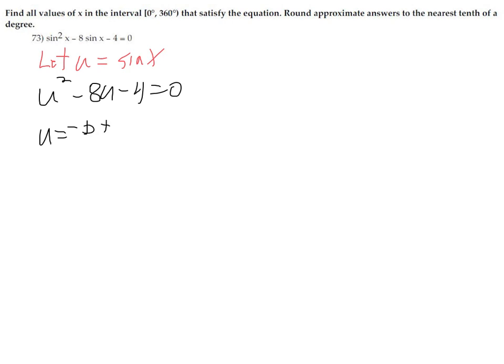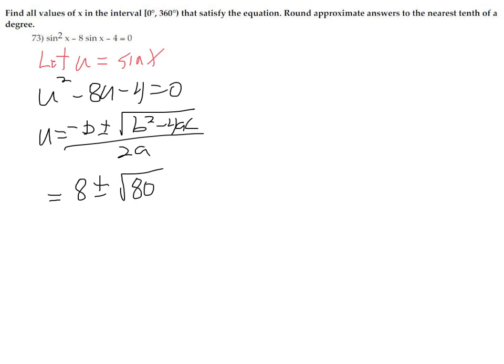Opposite b plus or minus the square root of b squared minus 4ac all over 2a and get our answers. This would be 8 plus or minus square root of 80. On my calculator I did negative 8 squared minus 4 times 1 times negative 4 gives 80. All over 2a, which is 2. You can simplify.